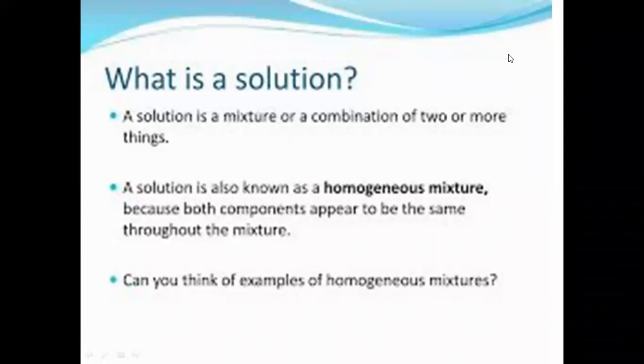Let's see about solutions. Many substances we see in everyday life are part of a group called solutions, such as salt water. In these mixtures, the individual particles are so small that they can't be seen with the naked eye. The particles in solutions are about 1 nanometer in diameter. So, a solution is a homogeneous mixture.